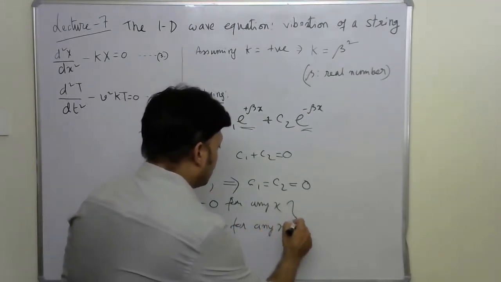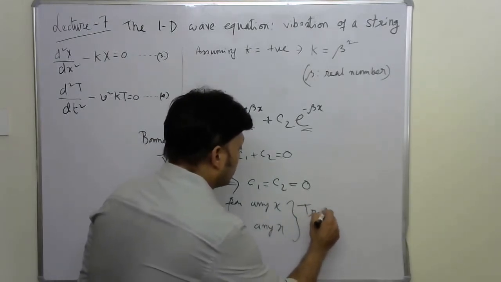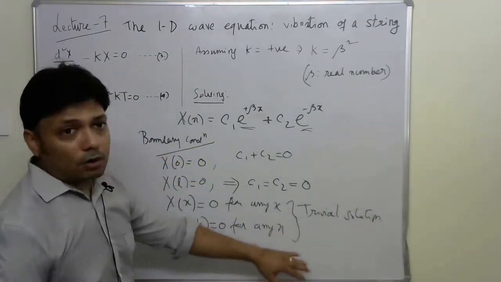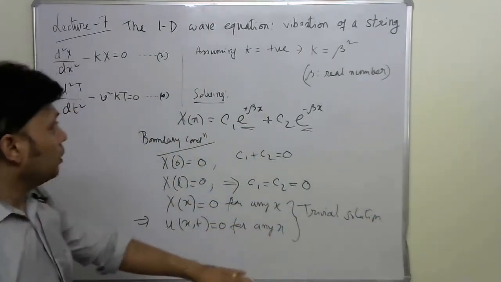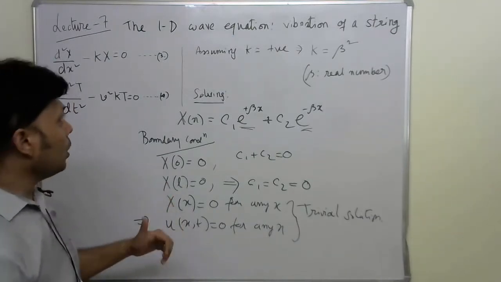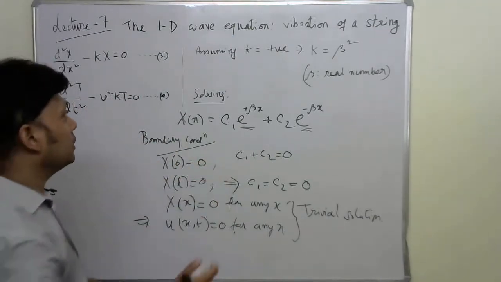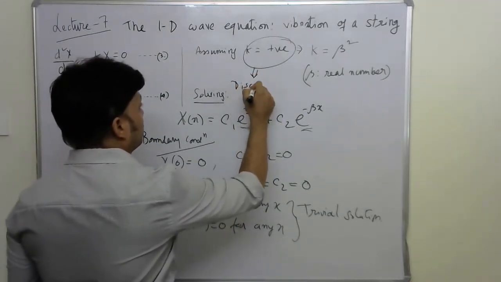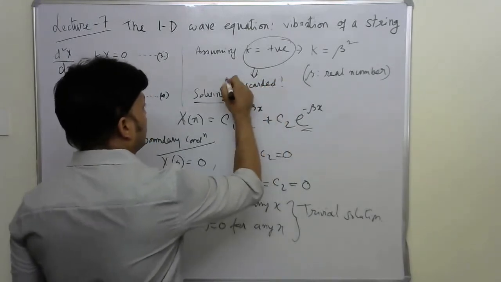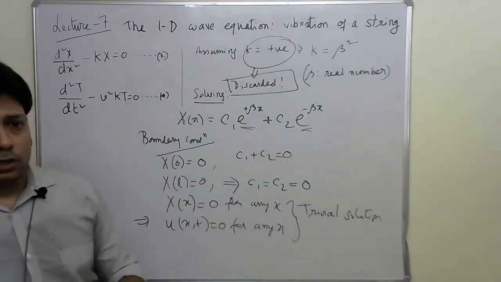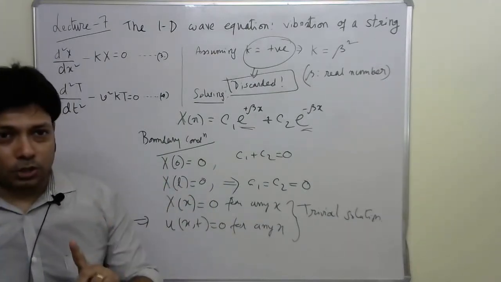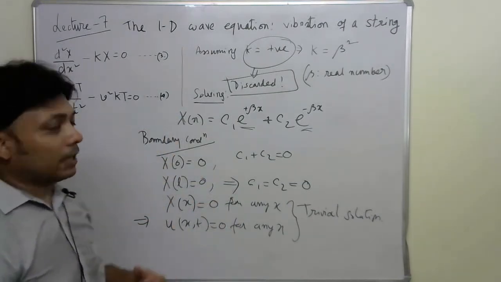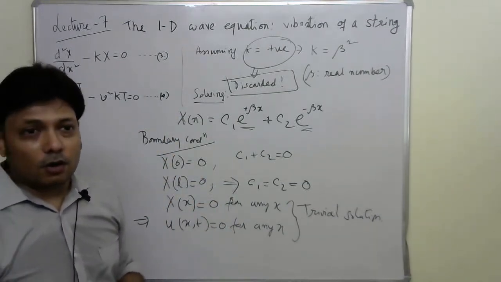So once again, this is a trivial solution. Definitely that means the string is not vibrating and we are not interested in this kind of trivial solution at all. So we need to discard our second possibility, assuming k is positive, because this gives us a trivial solution. So you see, now we are left with only one option, that is the assumption that k is negative. So let's assume that and work it out and see what we get next.